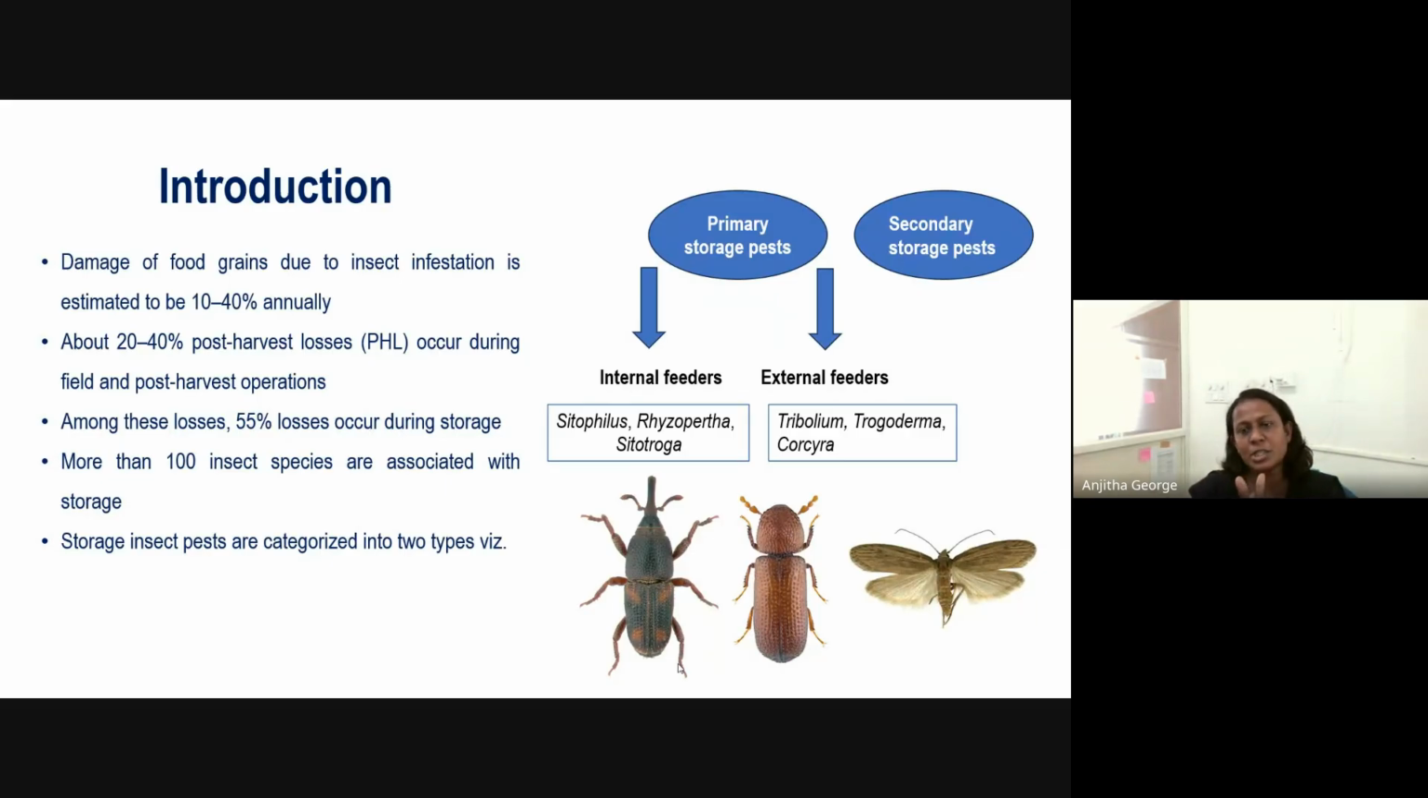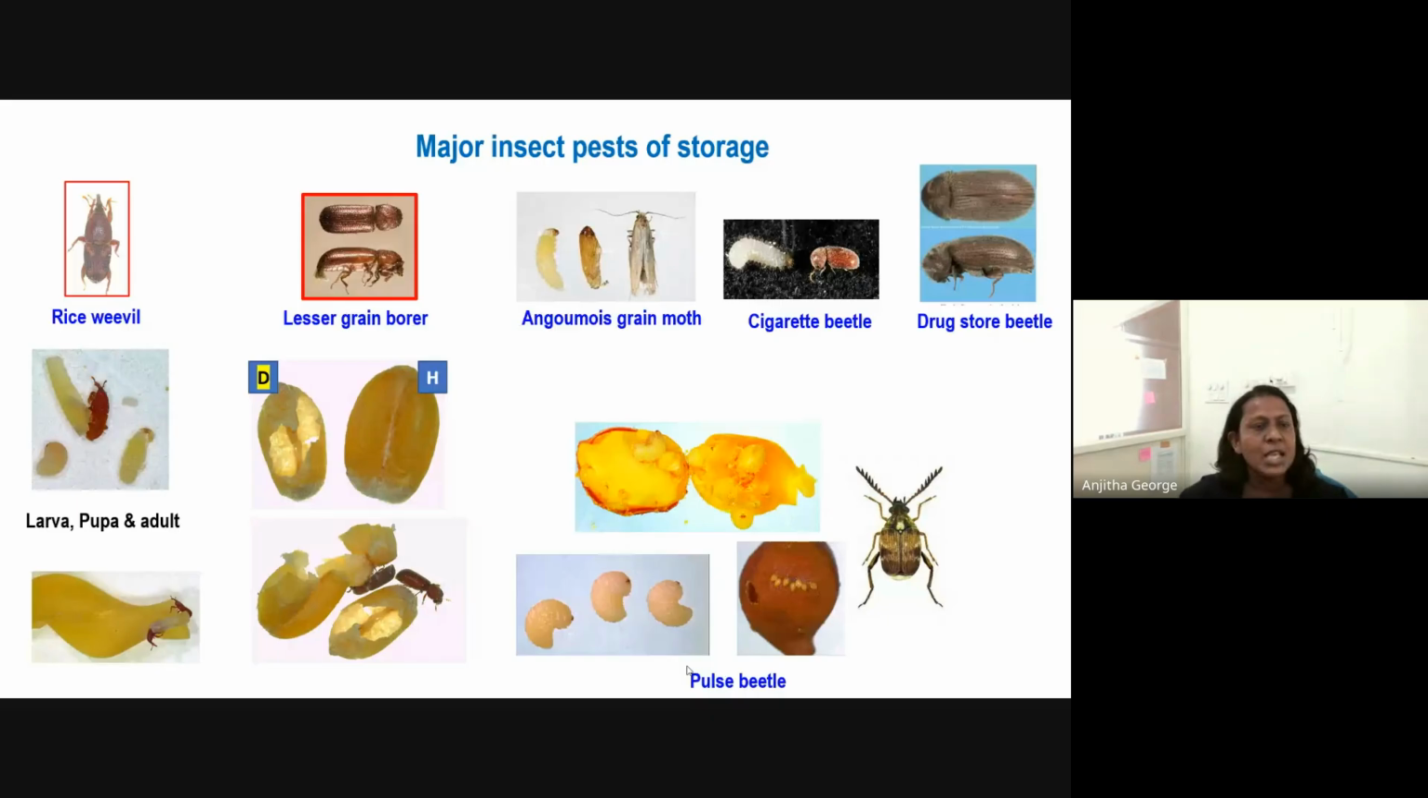So the primary storage pests, as the name indicates, feed on the whole seeds or the freshly harvested produce. And the secondary storage pests don't have a strong mandible or mouth part, so they will be feeding on the broken grains which have been left over by the primary storage pests. And the primary storage pests can be further grouped into internal feeders and external feeders. I think I need not explain the details. It's understood. So just some photos I want to show you.